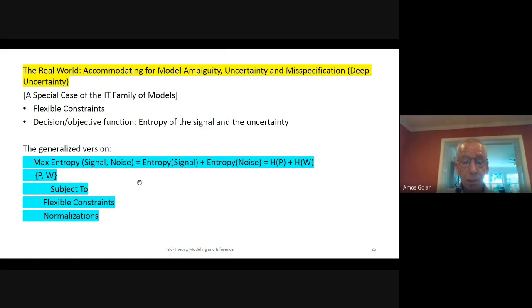In this case, the basic model becomes, let's start with the constraints. The constraints will be flexible, so it means there will be additive uncertainty on top of each one of the constraints. There will be normalizations. But now I have to handle the uncertainty somehow. So in addition to the entropy on the main signal of probabilities of interest, the P's that I had before, I introduce here the entropy on the uncertainty, which I call W in this case. This is the basic idea, and we can look at it graphically.